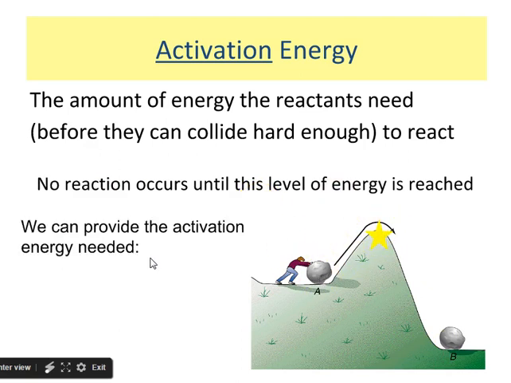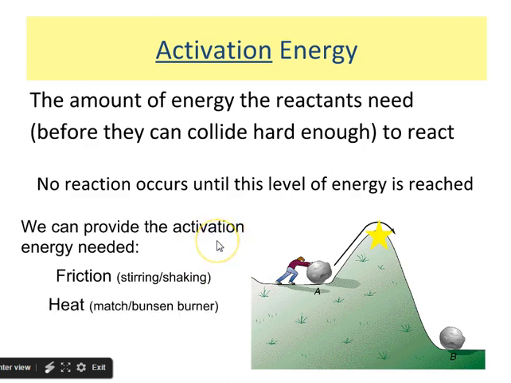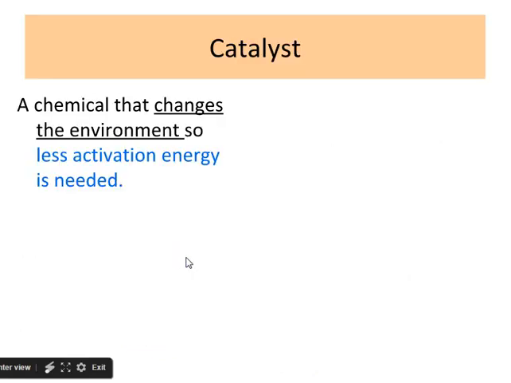There's a couple ways we can provide the activation energy. We can provide physical energy, like stirring it or shaking it or something like that. We can also provide heat. The third way is electricity. We can also add energy by adding electricity. All right, so that's the first way. We can also make a reaction go forward by adding a catalyst.